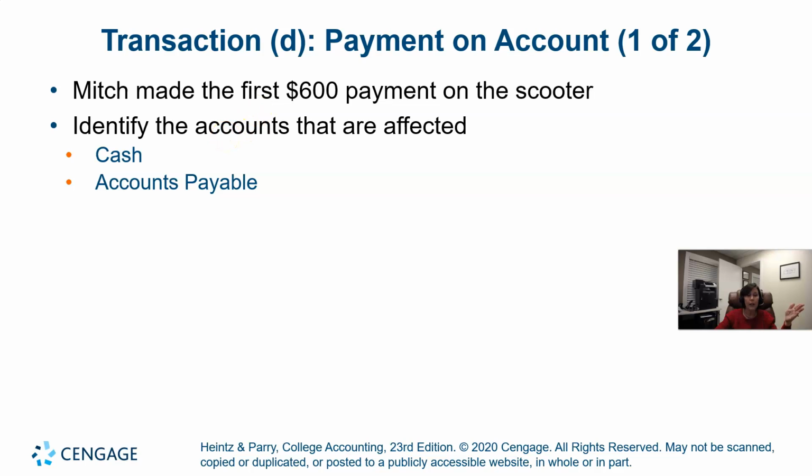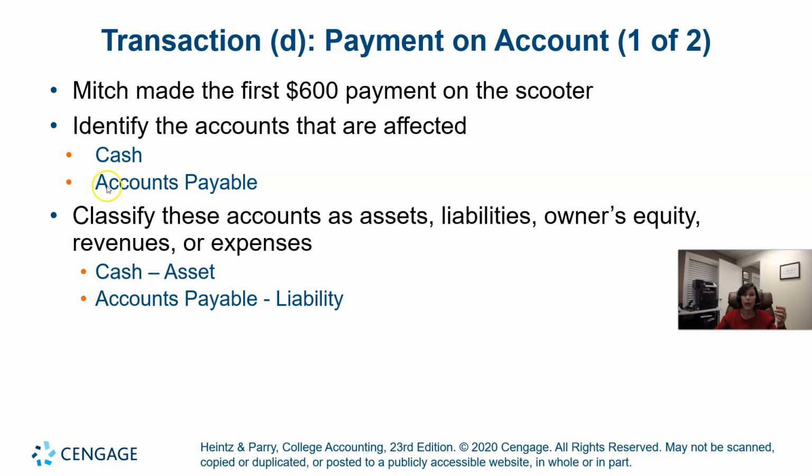Now you've got to start to ask yourself, how did it affect these accounts? Did their balances go up or down as a result of this transaction? Well, if we used some of our cash to pay the debt, we probably have less cash, right? Right. And if we paid down some of the debt, then we probably owe less money, right? Right. So what we have are decreases in the balance of those two accounts.